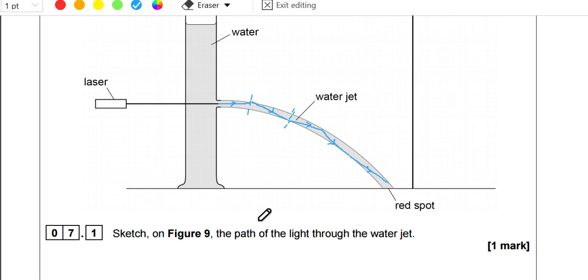As we see the red spot here, this means that there is total internal reflection. To draw this, we just make the light incident here, make a perpendicular, make an angle of incidence equal to the angle of reflection, and repeat the same process every time the ray meets the wall of the water jet.